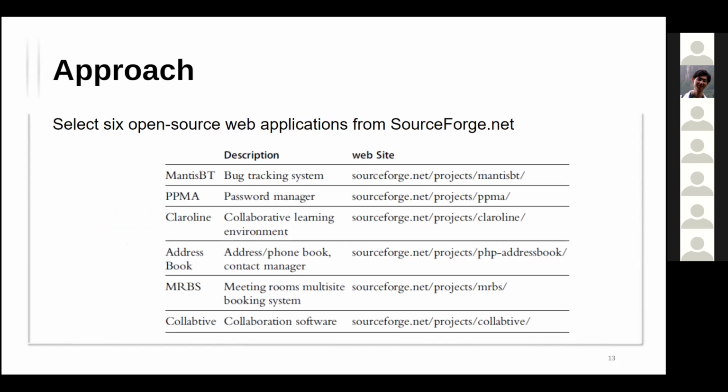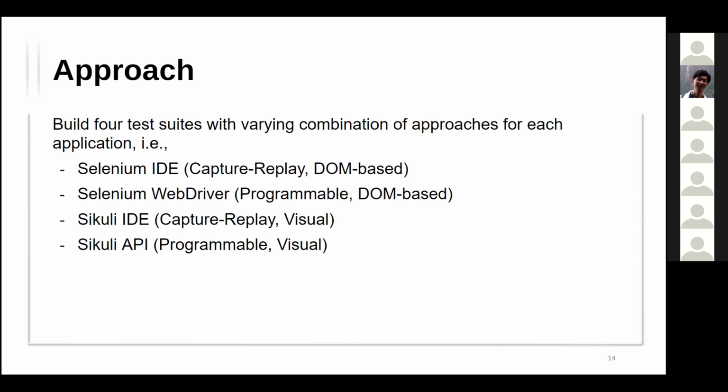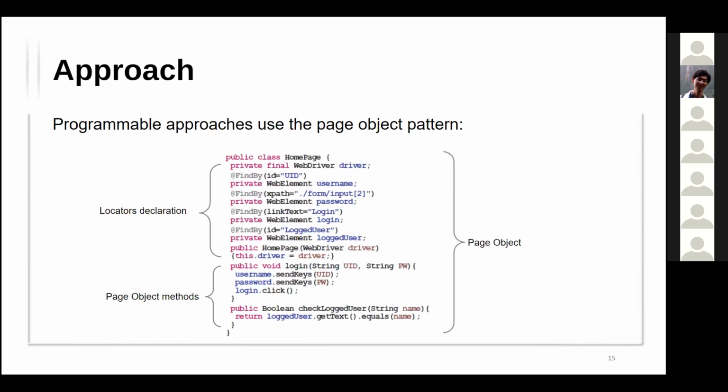So first they selected 6 open source web applications from sourceforge.net. And then they built 4 test suites for each web application. And they standardized the programmable approach to use the page object pattern, which is, as you can see here, a page object class. The home page is a page object. And then there are locators declaration, which in this case is the DOM elements. And then there are also page object methods like login, check log user, etc.